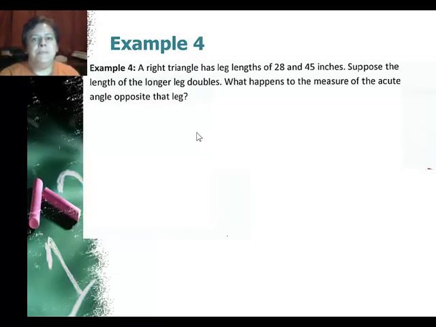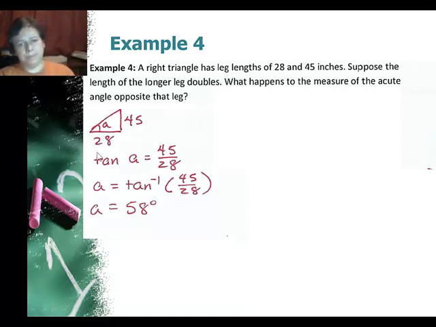Now we have example 4, the last one. A right triangle has leg lengths of 28 and 45, and they want to know if the length of the longer leg doubles, what happens to the measure of the acute angle opposite that leg? So opposite this 45 inches when it becomes 90 inches. So first thing, draw a picture, and I know that 45 is opposite, and 28 is the other leg, so it can't be the hypotenuse, it needs to be the adjacent.